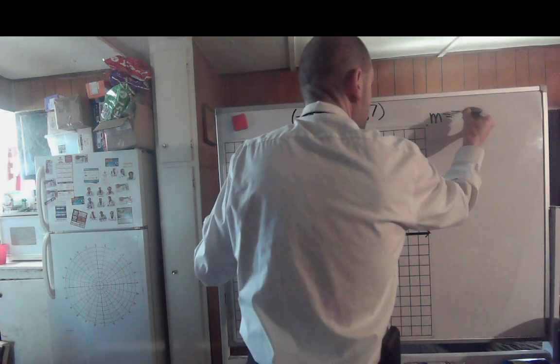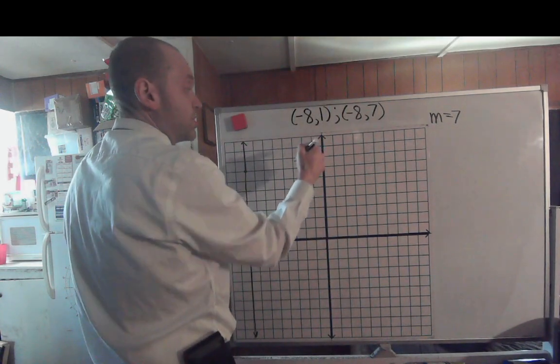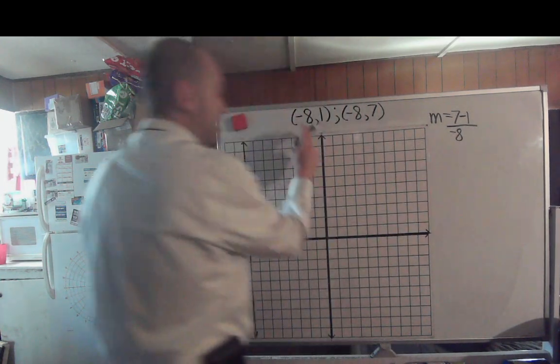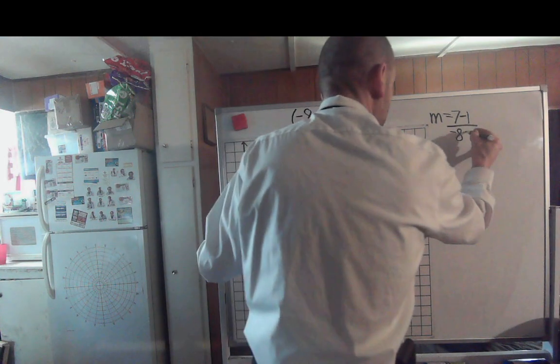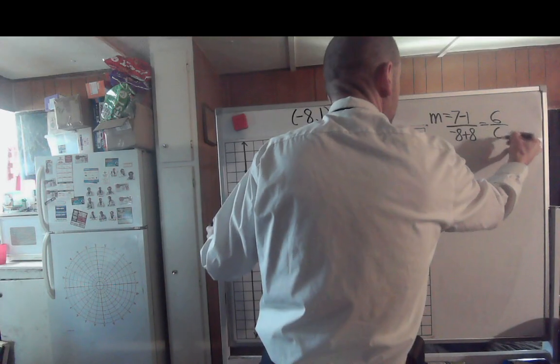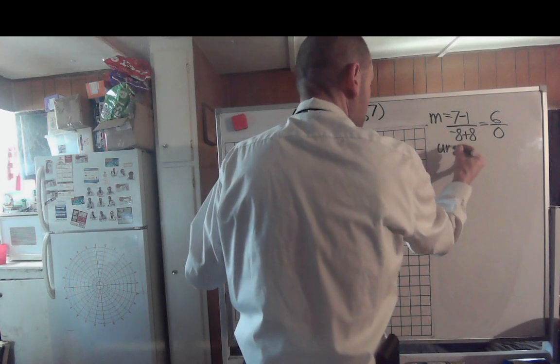m would equal your y2 of 7 minus your y1 of 1, all over your x2 of -8 minus your x1 of -8. That would turn into plus 8. So you would end up getting 6 over 0. So your slope is undefined.